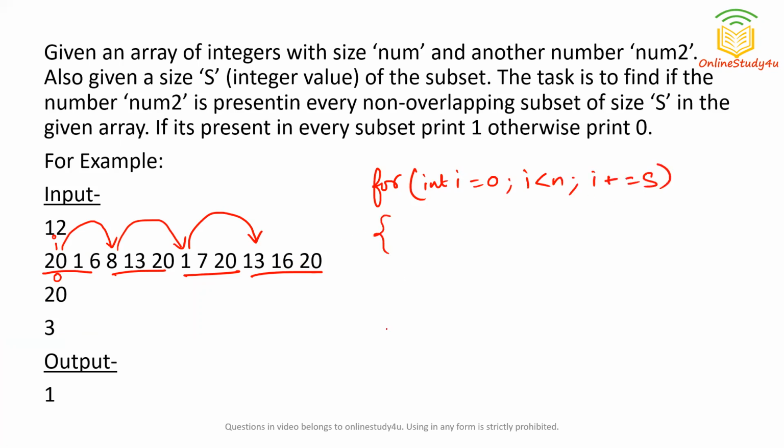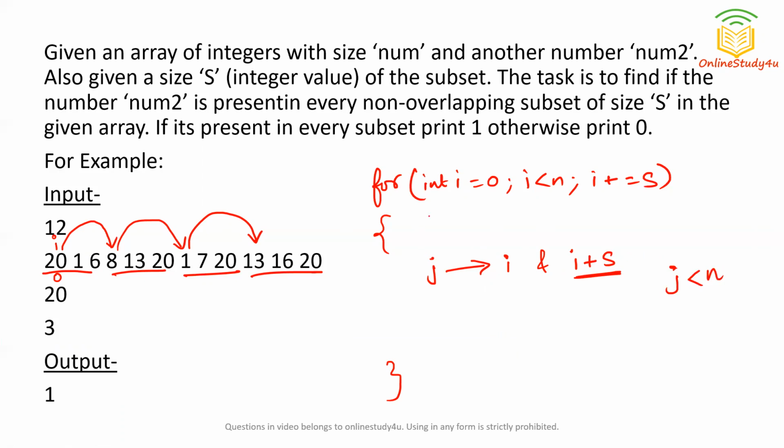Now what next am I going to do? I will use another loop which will have the j variable and it will iterate through all the elements of one particular subset. It means what? It will start from i and go to the element with i plus s, which is the last element of that particular set. Now one more thing we have to take care of is that our j should not exceed the value n, which is the size of the array.